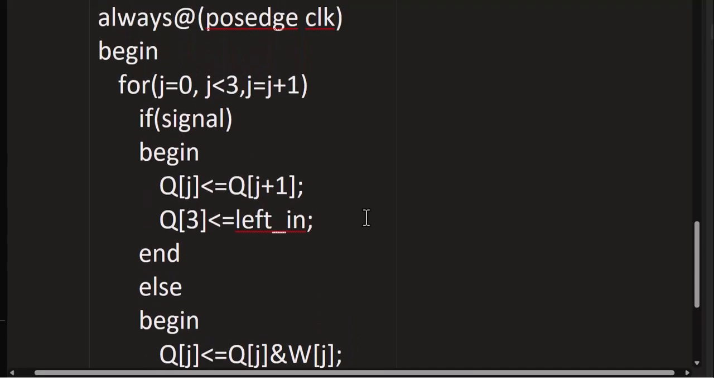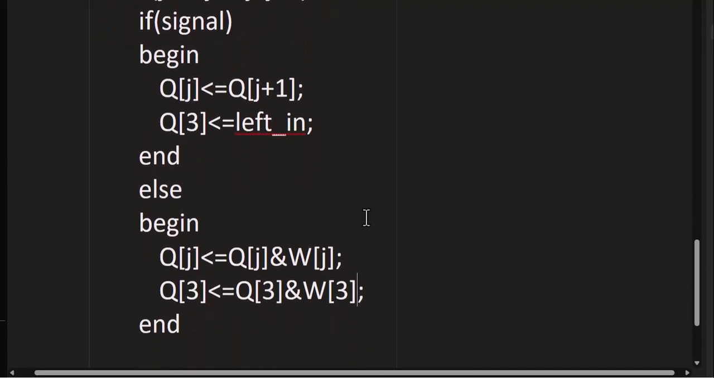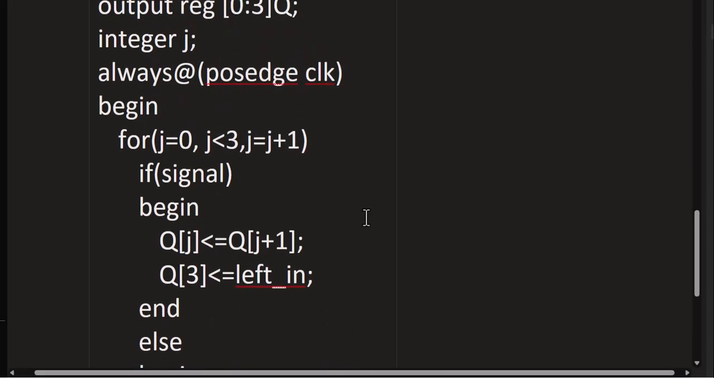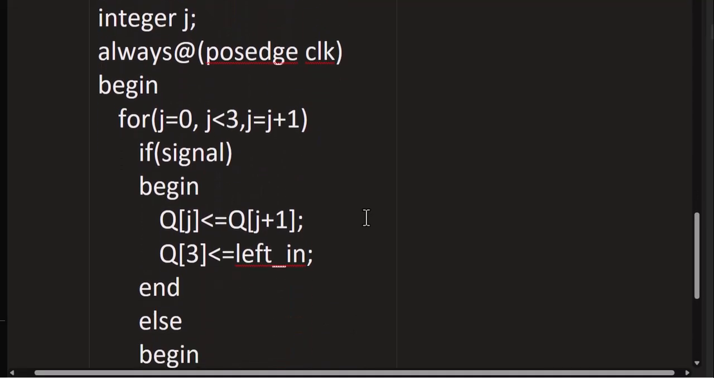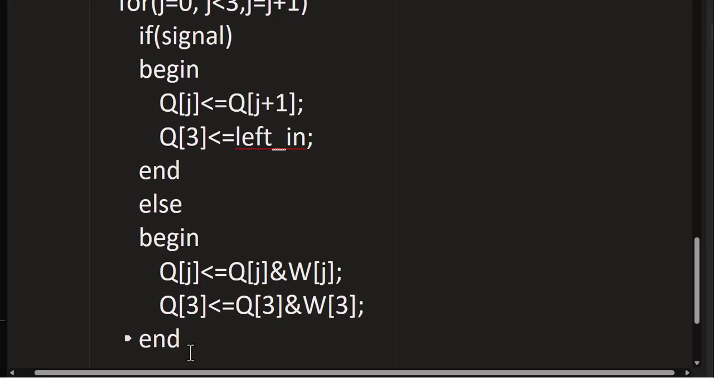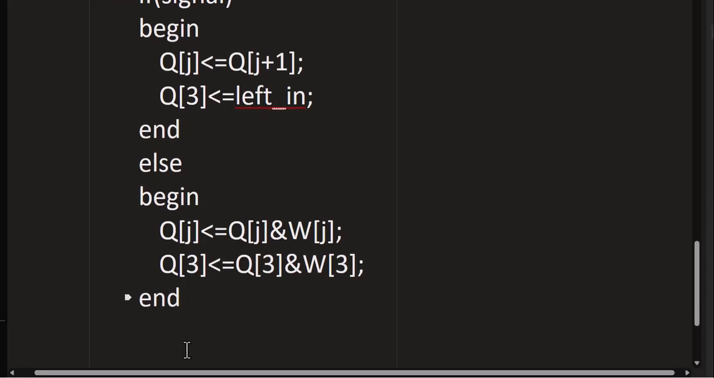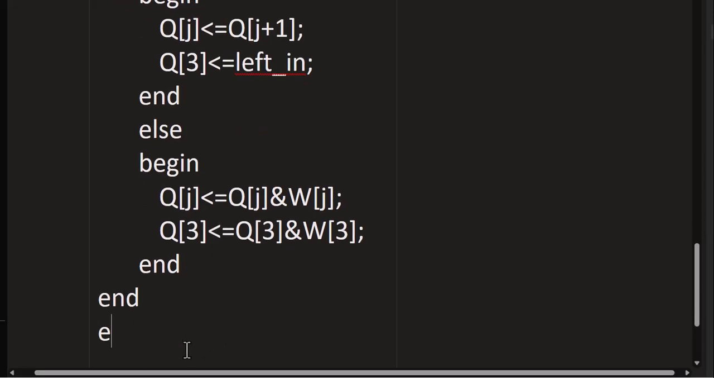If else, and I think that's it. Oh no, I need. No, that's it, right? So end my always block and end module.